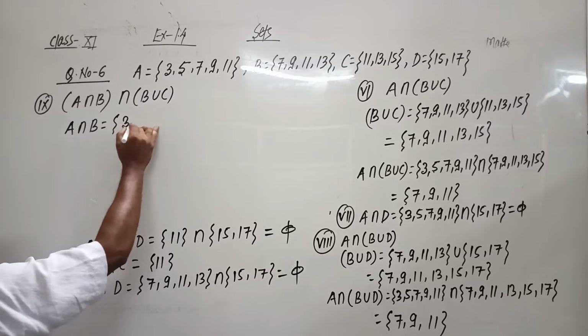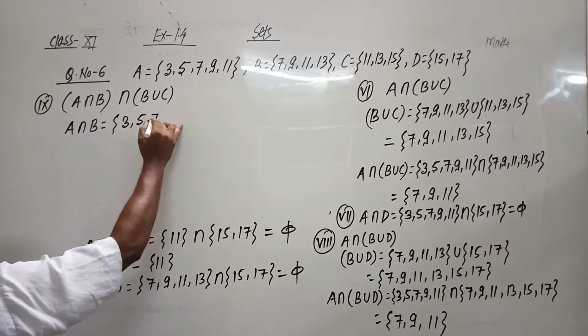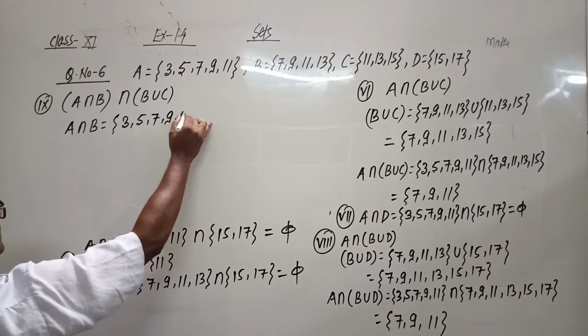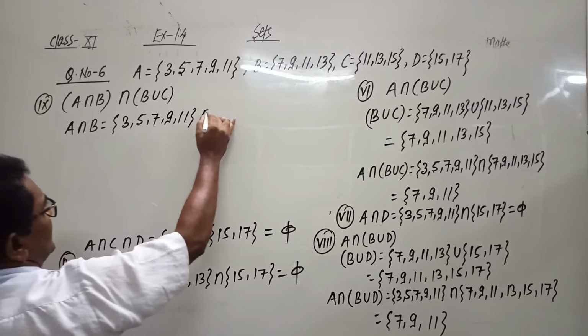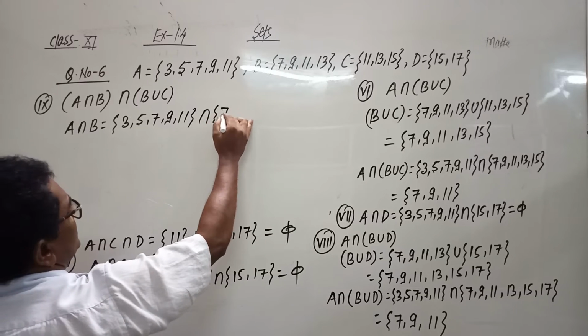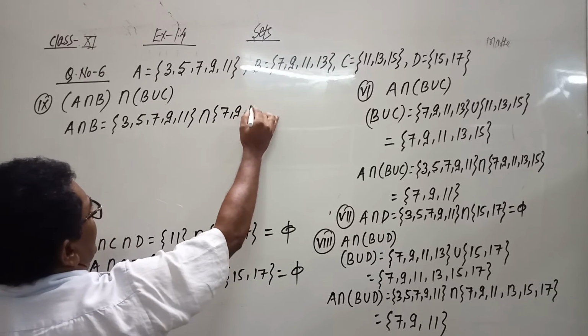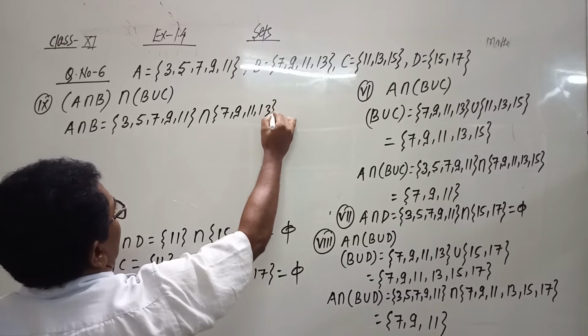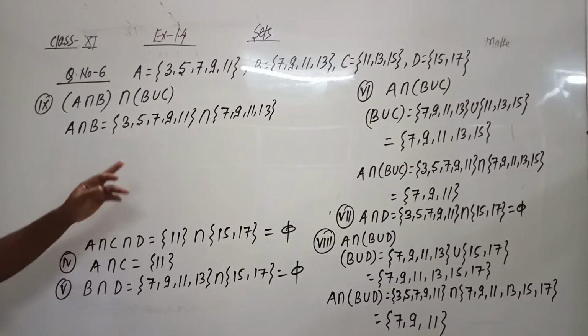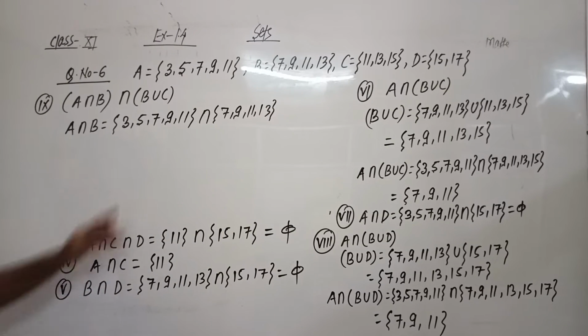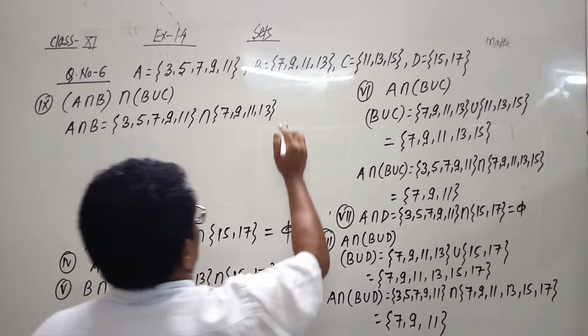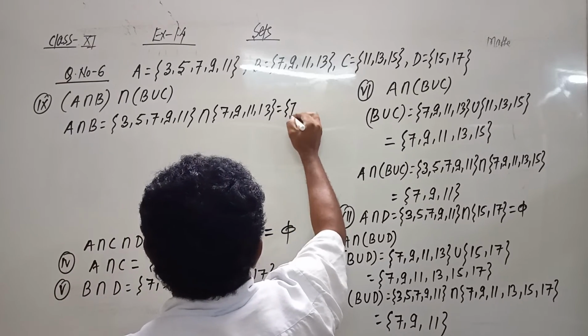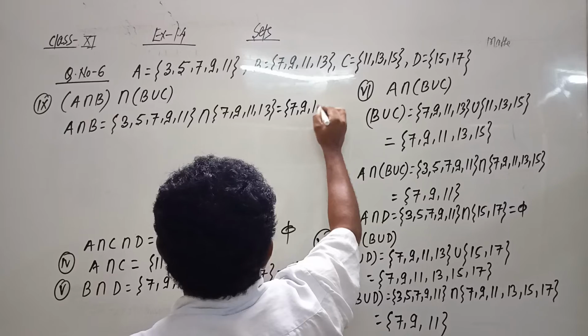Set A is 3, 5, 7, 9, 11. Set B is 7, 9, 11 and 13. So what is common? The common terms are 7, 9 and 11.